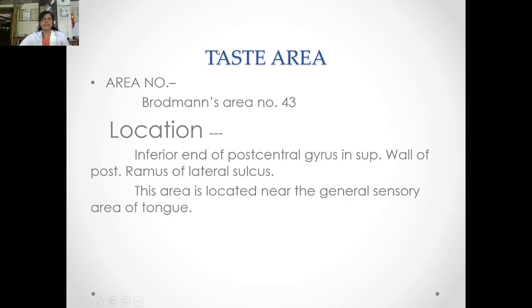Then the taste area, that is Brodmann's area number 43. Location of this area: it is present at the inferior end of the post-central gyrus in the superior wall of the posterior ramus of the lateral sulcus, and this taste area is located near the general sensory area of the tongue.